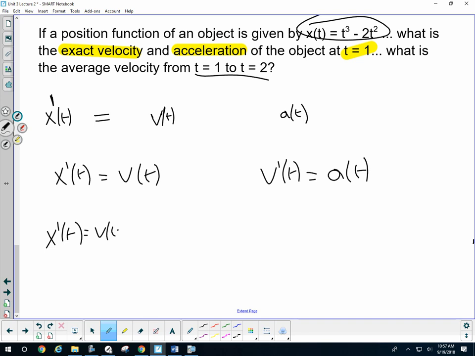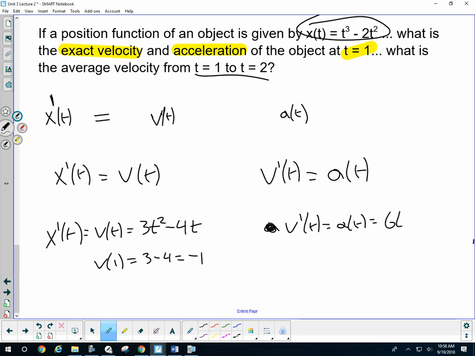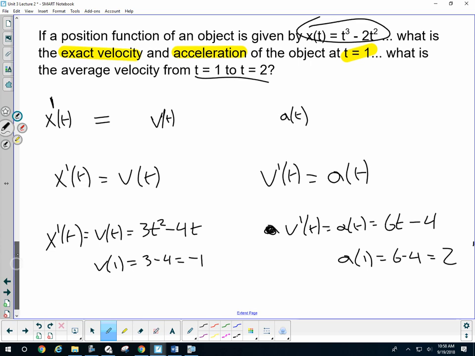So x prime is equal to v, which equals 3t squared minus 4t. V of 1 is equal to 3 minus 4, which is negative 1. A of t, which is v prime of t, would be 6t minus 4. A of 1 would be 6 minus 4, which is 2. Okay, so rates of change of position gives us velocities. Rates of change of velocity gives us accelerations. Okay, that's it.